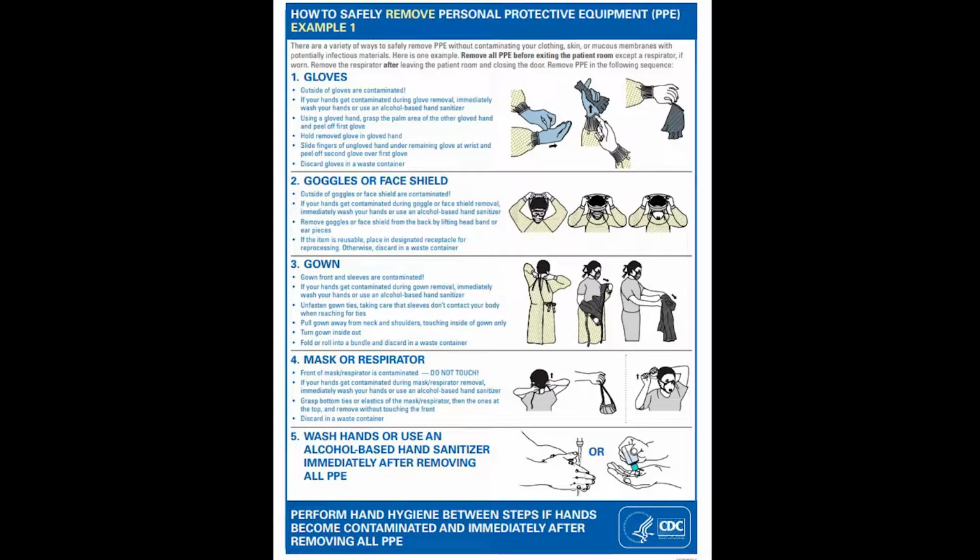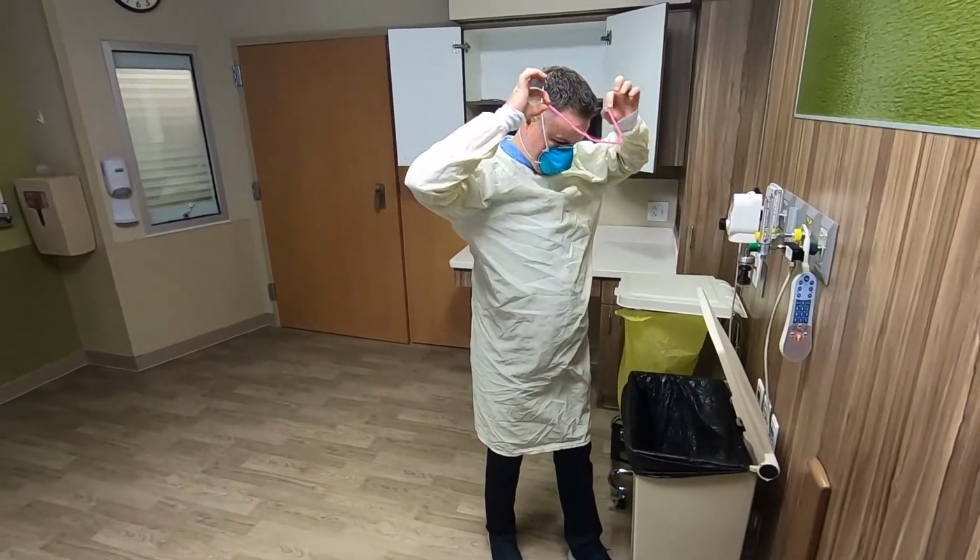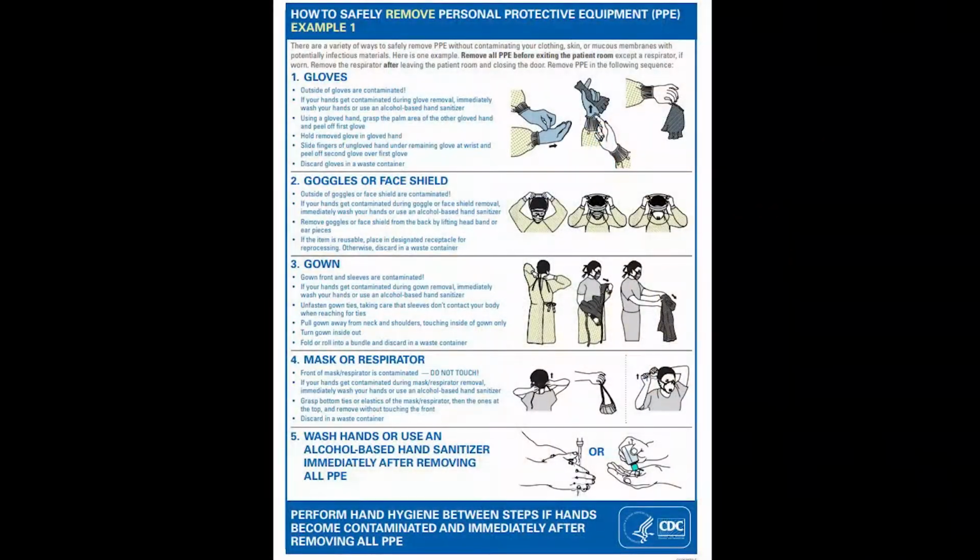Number 2, removing goggles or face shield. The outside of your goggles or face shield should be considered as contaminated. If your hands get contaminated during goggle or face shield removal, immediately wash your hands or use an alcohol-based hand sanitizer. Remove the goggles or face shield from the back by lifting the headband or earpieces. If the item is reusable, place in a designated receptacle for reprocessing. Otherwise, discard in a waste container.